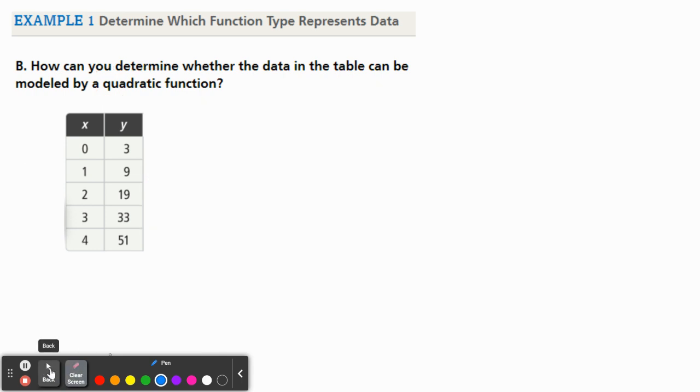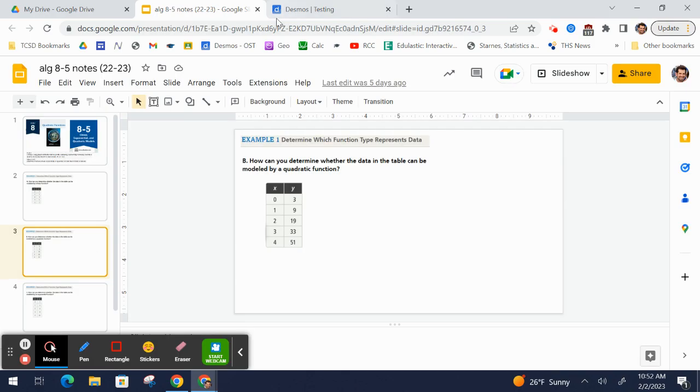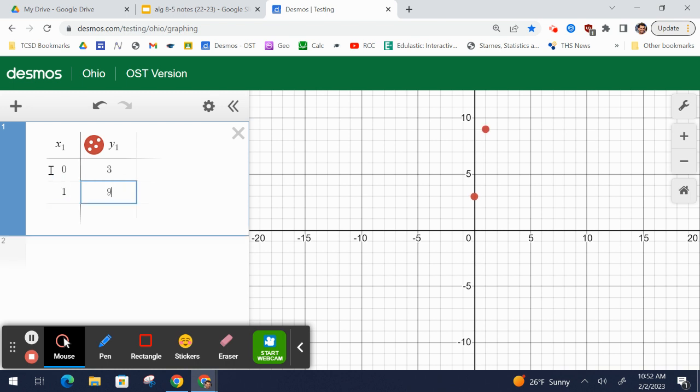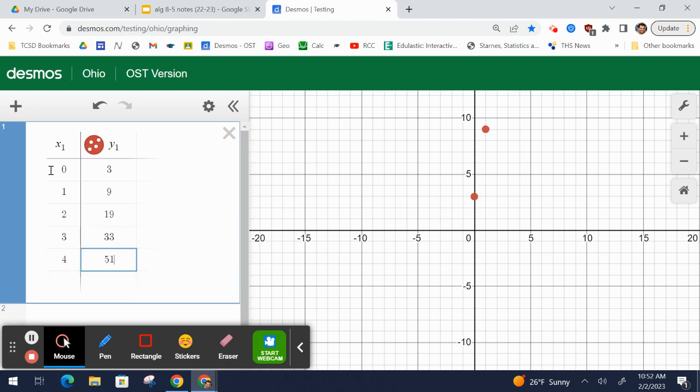Okay, let's show you what it looks like in Desmos, right? So we come back to here. Let's type in our table. So we're going to add a table here. All right, so it looks like I have 0, 3, 1, 9, 2, 19, 3, 33, and 4, 51. I have to zoom out a little bit just so I can show you, right?